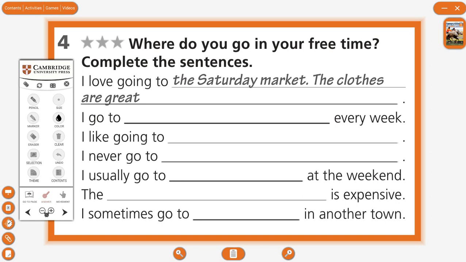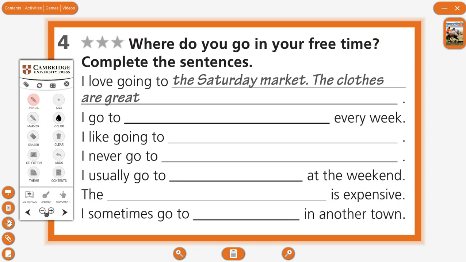I love going to Saturday market. The clothes are great. Number 2, for example, I do this exercise. I complete these exercises for myself. You will complete this exercise for yourself. It's up to you. The answer changes according to your mind, to your opinion, okay?